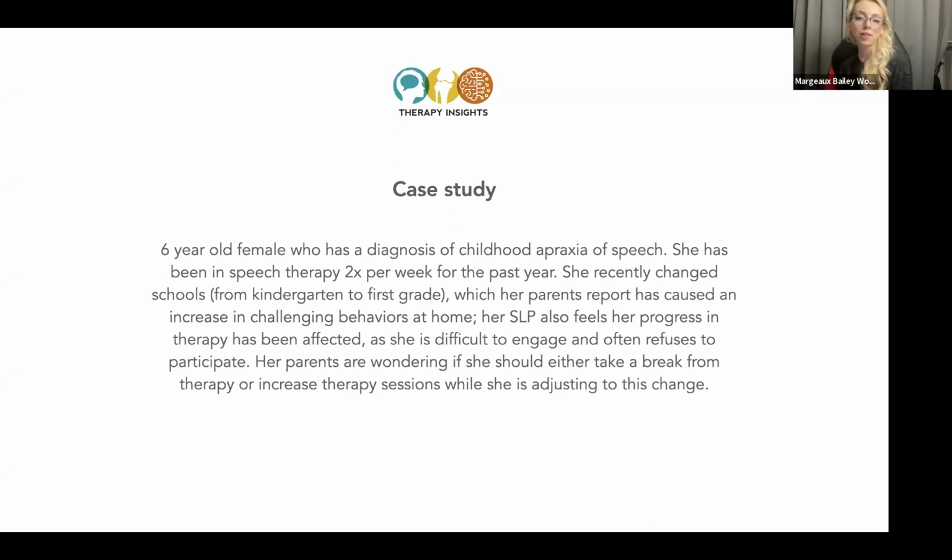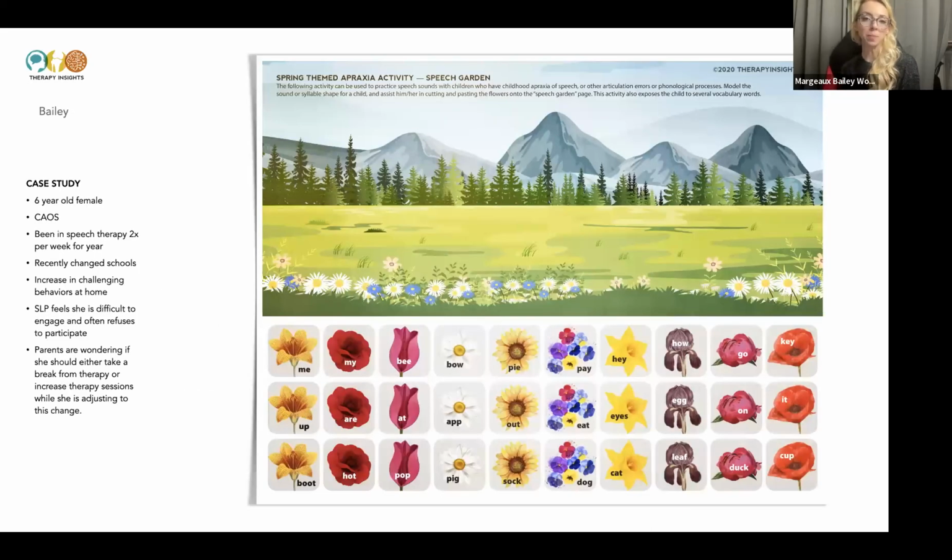So we have a 6-year-old female who has a diagnosis of childhood apraxia of speech. She has been in speech therapy 2 times a week for the past year. She recently changed schools, going from kindergarten to 1st grade, which her parents report has caused an increase in challenging behaviors at home. Her speech pathologist also feels her progress in therapy has been affected by this life change, as she is difficult to engage and often refuses to participate. Her parents are wondering if she could either take a break from therapy or increase therapy sessions while she is adjusting to this change.